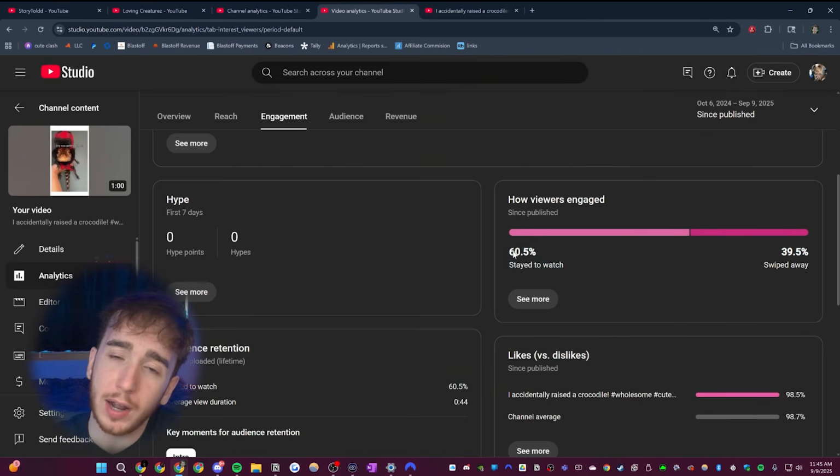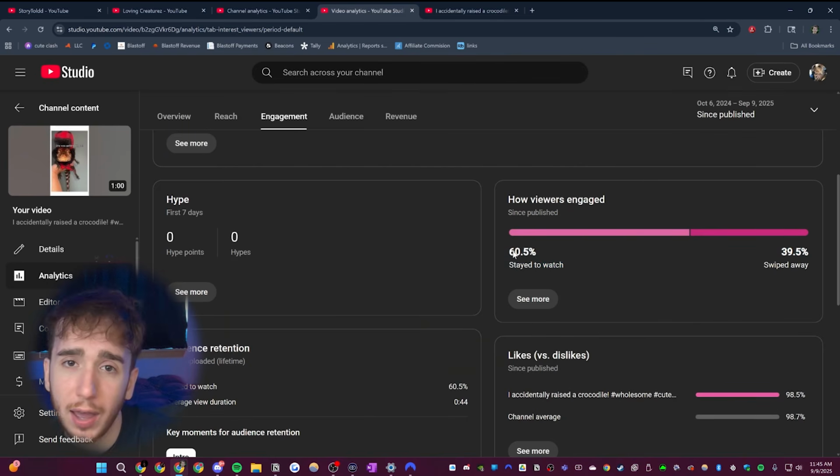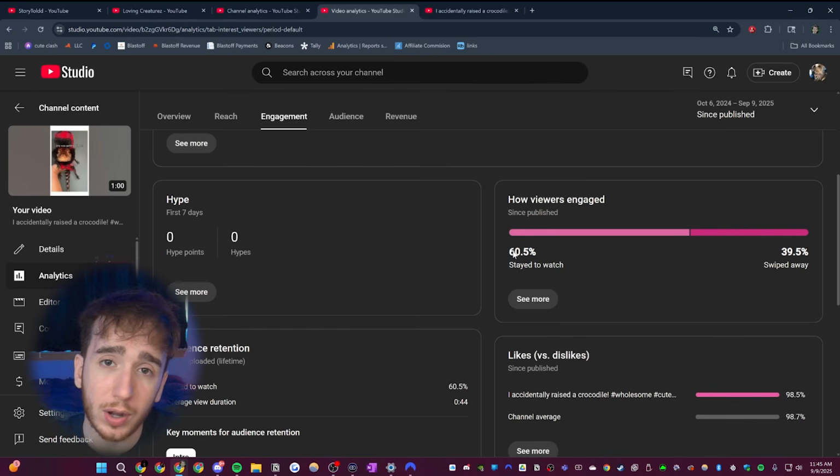Now, I know a lot of you are going to ask, well, my swipe away rate was higher than that and I didn't get 12 million views, so what's going on? It's not like if you just get above a certain swipe away rate, you're guaranteed to go viral. This is just a metric that you can use to improve your videos. Think about it like this.